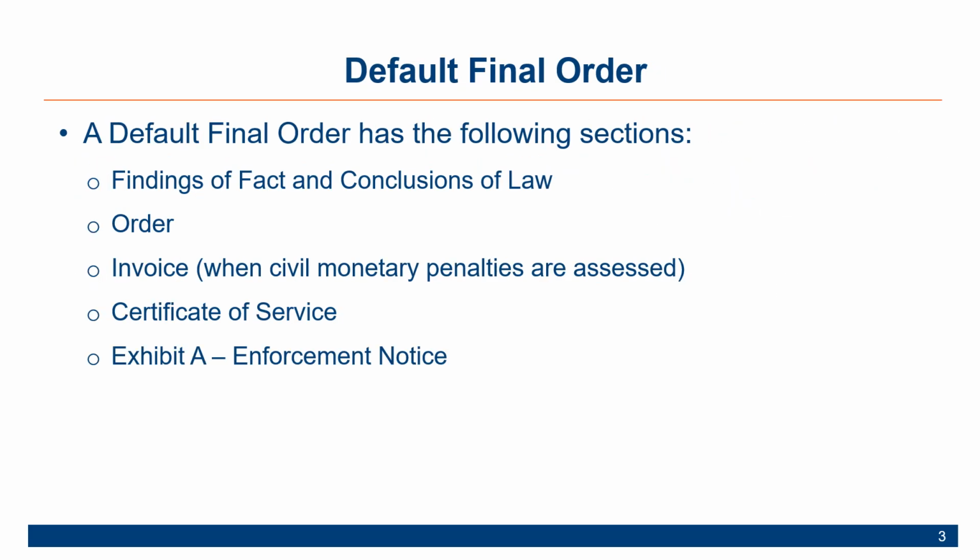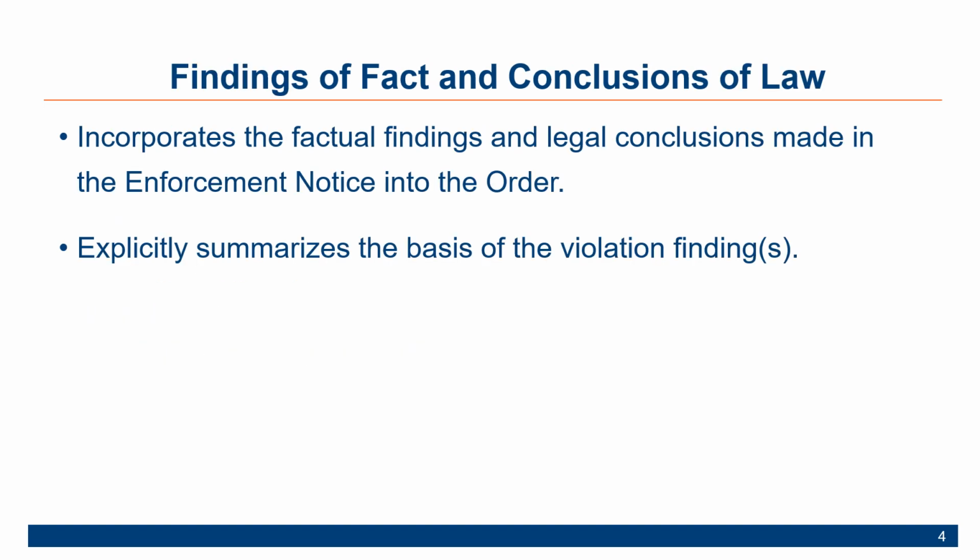There are several sections in a default final order that we will cover in the remaining slides: findings of fact and conclusion of law, order, invoice, where civil monetary penalties are assessed, certificate of service, and Exhibit A, enforcement notice. The findings of fact and conclusions of law section in OHA's default final orders tend to be short because it incorporates by reference the more extensive findings in the enforcement notice.